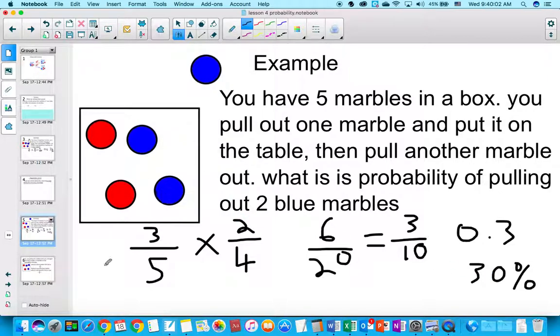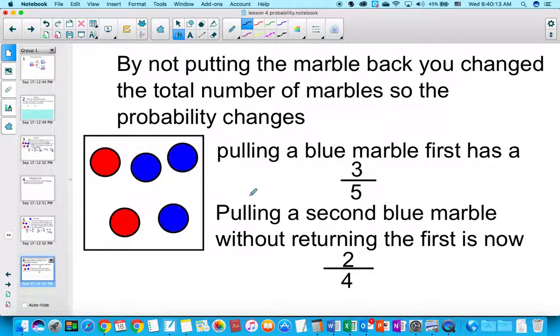So the event of the first one changed the possible number of outcomes for the second one, and changed the total probability. Right? So here we look at this review. Pulling a blue marble first has a probability of 3 over 5. Pulling out a second marble without returning the first marble is now 2 out of 4.